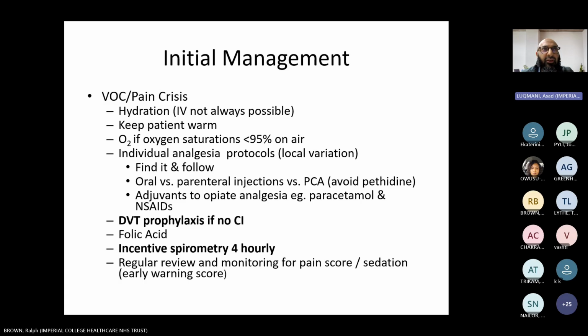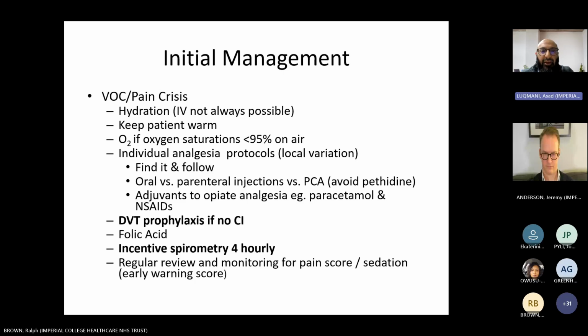These patients are also at significantly high risk of venous thromboembolism, and that is due to a combination of different factors. During an acute sickle cell crisis, there is a surge of inflammatory cytokines which are prothrombotic. Patients are often also immobile due to the severity of their pain, and often insufficiently hydrated. So all of these risk factors make them at high risk of thrombosis, and unless there's any contraindication, DVT prophylaxis, thromboprophylaxis, is extremely important in this group of patients.